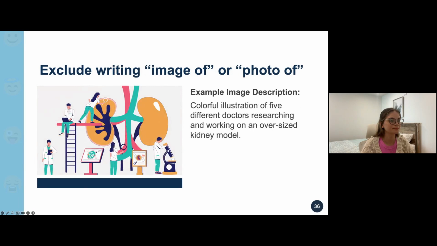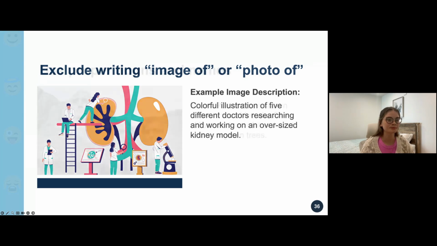You can exclude writing photo of or image of in your image description. It's already assumed that your image description will be for a photo or image, and a screen reader will more than likely say image before or after reading it if you've placed it in a designated alt text field. However, if the visual you're trying to describe is something like an illustration, a painting, a graphic, or even a screenshot, you can include that in your image description because it gives the user a better idea of how to navigate the visual.